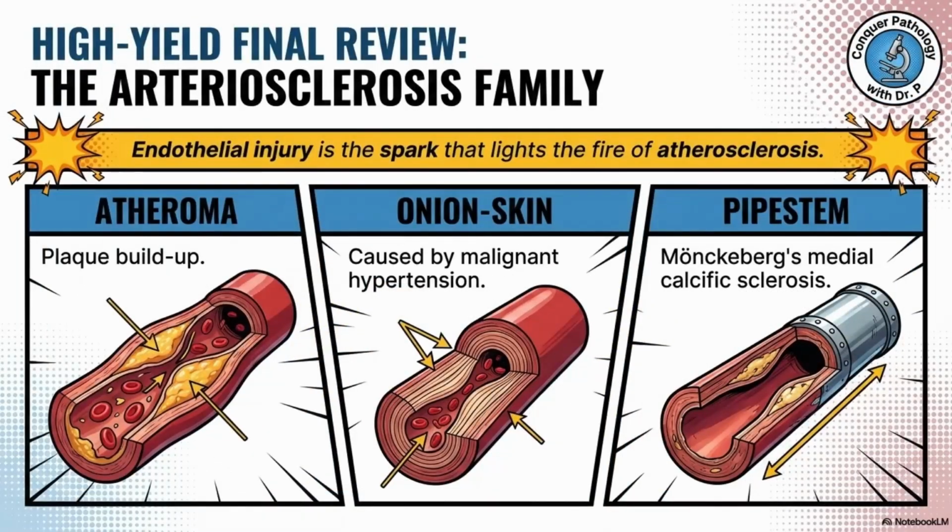That completes the tumors. Let's finish with our high-yield final review, starting with the arteriosclerosis family. Always remember the core concept we started with. Endothelial injury is the spark that lights the fire of atherosclerosis. Atheroma is plaque buildup. Onion skin is caused by malignant hypertension, and pipe stem refers to Monckeberg's medial calcific sclerosis.